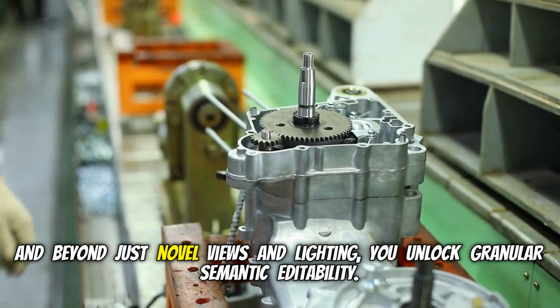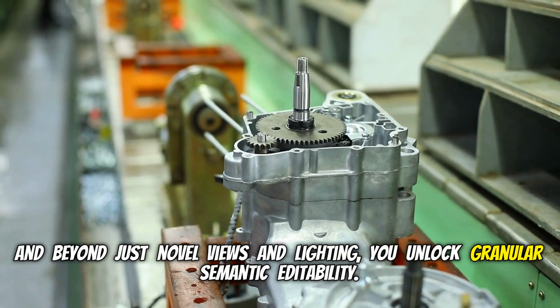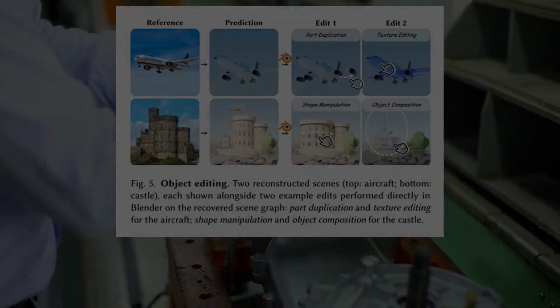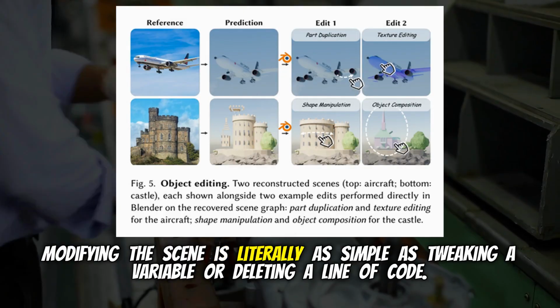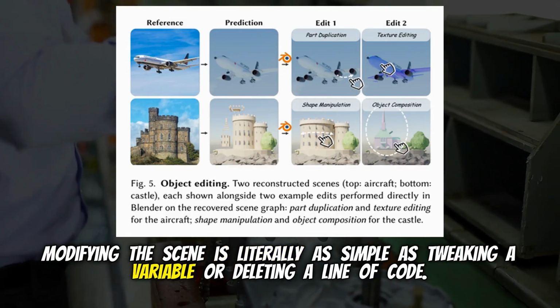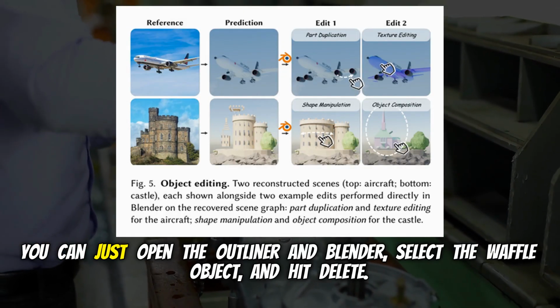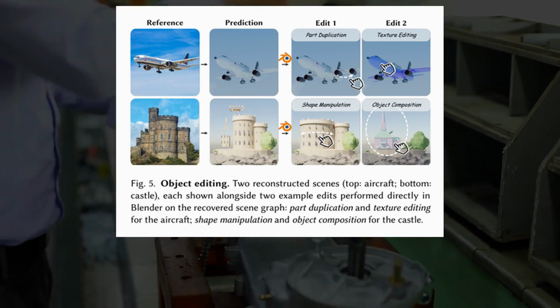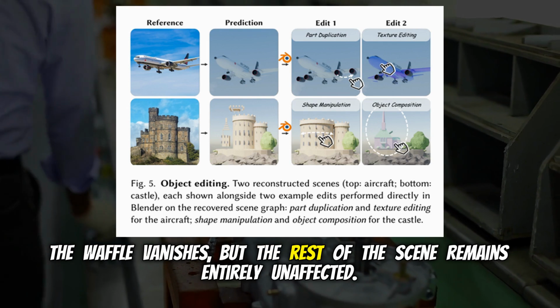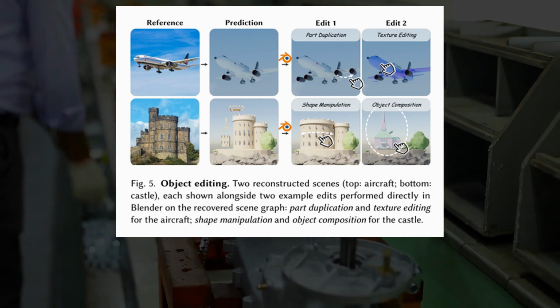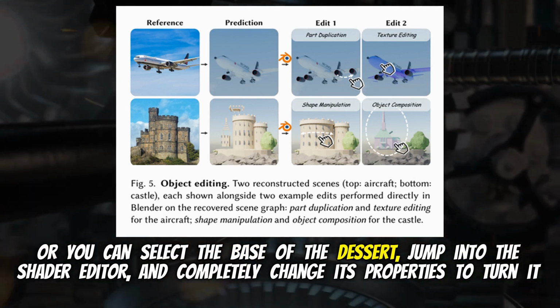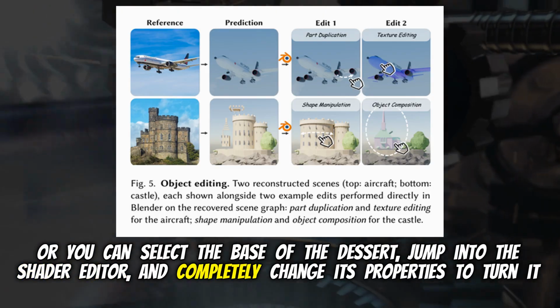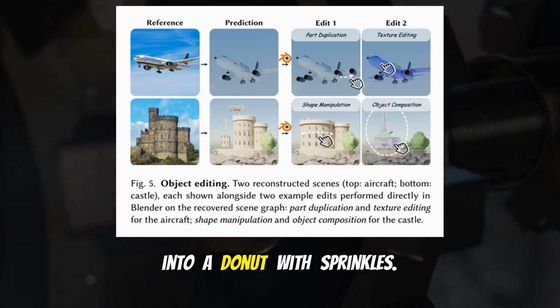And beyond just novel views and lighting, you unlock granular semantic editability. Modifying the scene is literally as simple as tweaking a variable or deleting a line of code. You can just open the outliner in Blender, select the waffle object, and hit delete. The waffle vanishes, but the rest of the scene remains entirely unaffected. Or you can select the base of the dessert, jump into the shader editor, and completely change its properties to turn it into a donut with sprinkles.